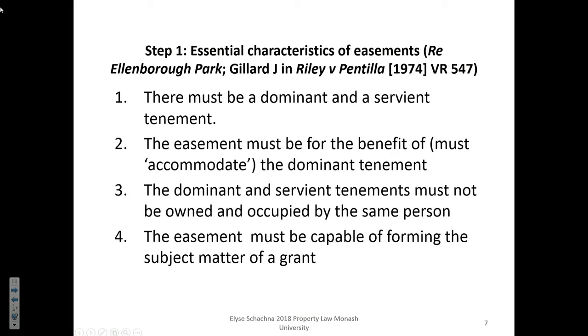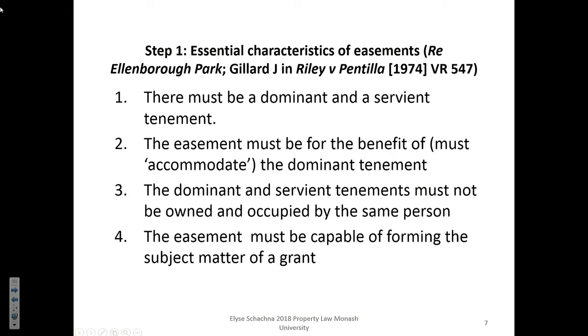The second requirement is the easement must be for the benefit of and must accommodate the DT. So in that respect, we're looking at accommodating the land itself and the benefit of the land itself, as opposed to any personal rights of the owners. We'll look at the cases in a moment to see what that means. The third requirement is that the DT and the ST must not be owned and occupied by the same person, because you can't have an easement over your own property.